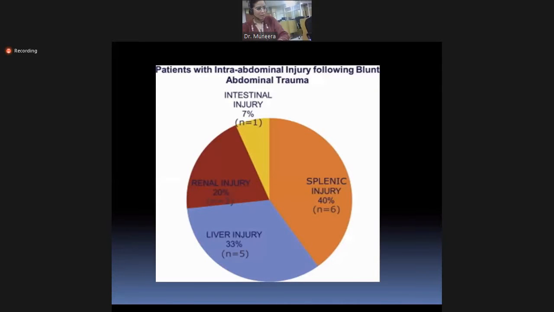This pie chart will tell you the common organs involved in terms of the frequency of prevalence in blunt abdominal trauma. The commonest organ injured in blunt abdominal trauma is the spleen, followed by the liver, then comes the kidneys, and last but not least are intestinal injuries.